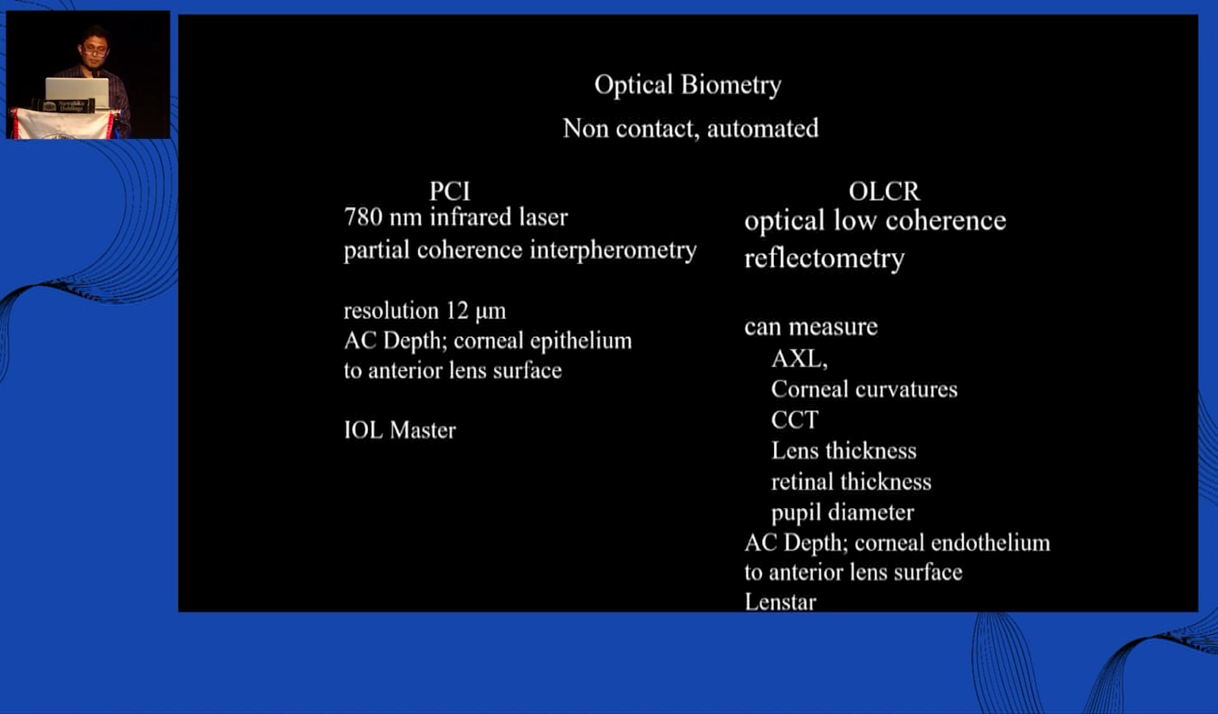And there are 2 systems: partial coherence interferometry or PCI, and optical low coherence reflectometry, OLCR. The partial coherence systems use lasers, so it's almost infrared. The resolution could be around 12 micrometers. So it can measure the axial length and the AC depth, and I think the newer IOL 700 can also measure many more than this. So our typical example would be IOL Master. Then optical low coherence reflectometry can measure axial length, corneal curvatures, corneal thickness, lens thickness, retinal thickness. So it can measure so many other variables.